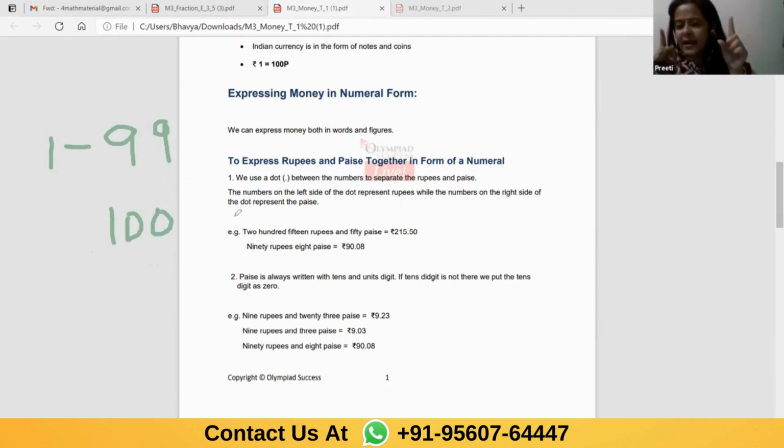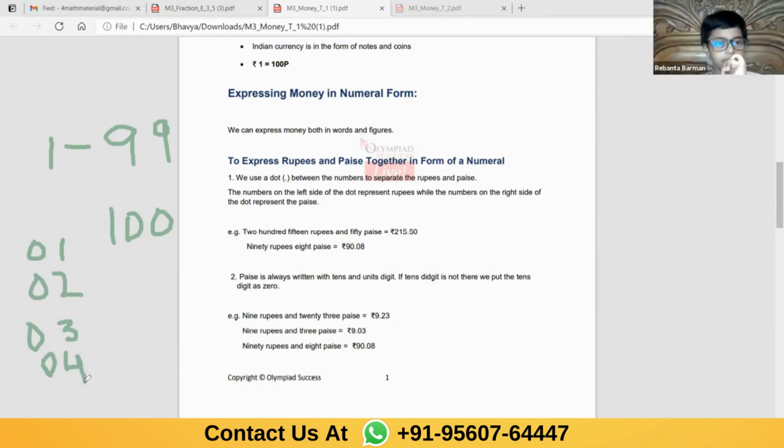So either it could be 1 paise, 2 paise, 3 paise, 4 paise, 5 paise, 6 paise, 7 paise, 8 paise, 9 paise. Only these digits can be written like this, 01, 02. Otherwise, all from 10 to 99 are 2-digit numbers, so there is no confusion. But when it is 01, 02, 03, 04, like this, always it is 1 paise, 2 paise, 3 paise, like this. Yes, and what is the doubt?